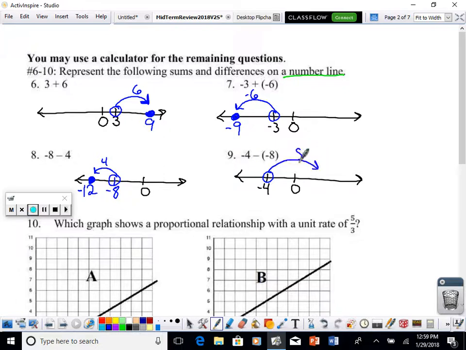So this is how we represent addition and subtraction on a number line. We always start at the first number. Addition wants to move to the right, but if the second number is negative, you go to the left. Subtraction, same thing, start at the first number. It wants to go left, but if the second number is negative, it's going to end up going to the right.